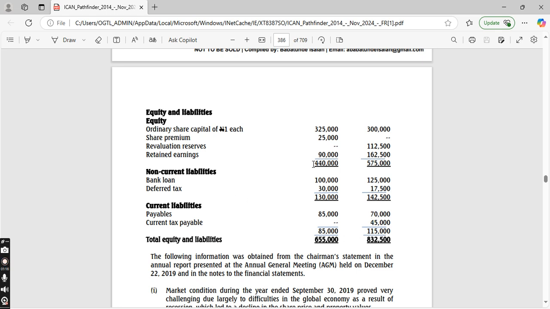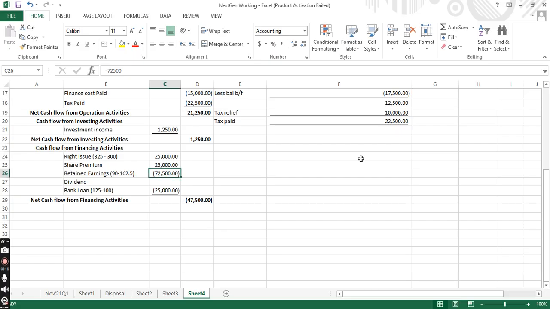So I'm saying that our retained earnings, we have 162,500 minus 90,000, right? Now, it means that our retained earning has reduced by how much? 72,500, right? And then this 72,500, minus the loss in the account, which is 52,500. Am I right? So 52,500 is what ordinarily is the loss.